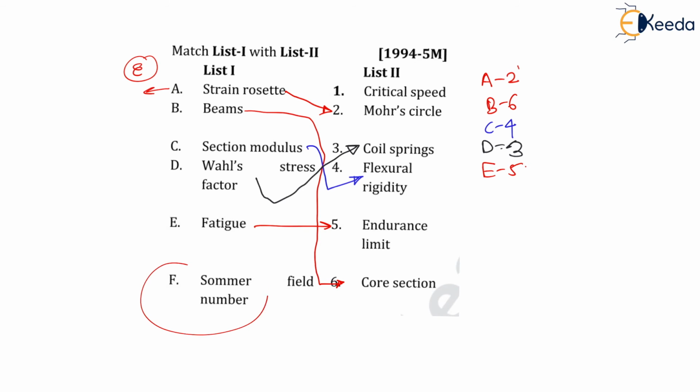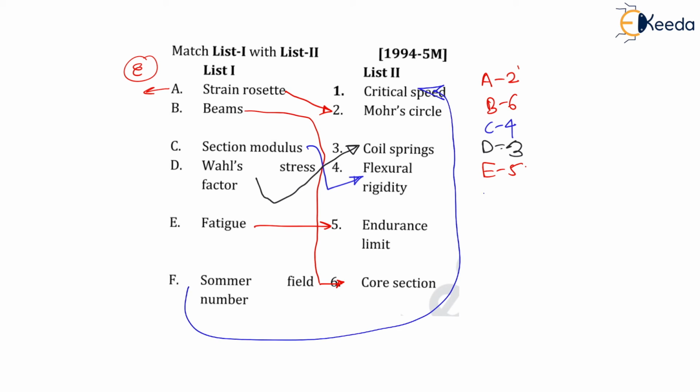Now Sommerfeld number is only remaining. That Sommerfeld number we have seen in bearings, right? This number we have seen in bearings, that is sliding contact bearing. And my dear students, in sliding contact bearing we have seen the critical speed concept, right? Therefore for this F we can say option number 1. This is the match the pair, right? But here in this topic we have seen only wall stress factor. Wall stress factor is used in coil spring.